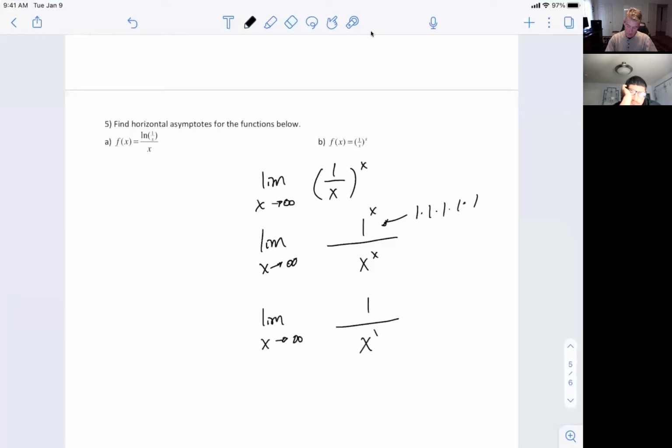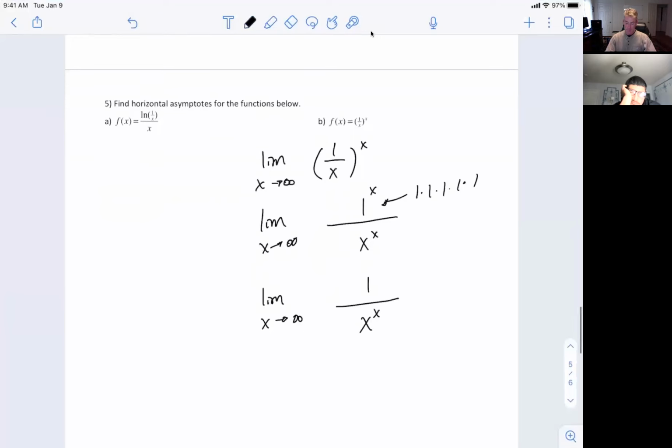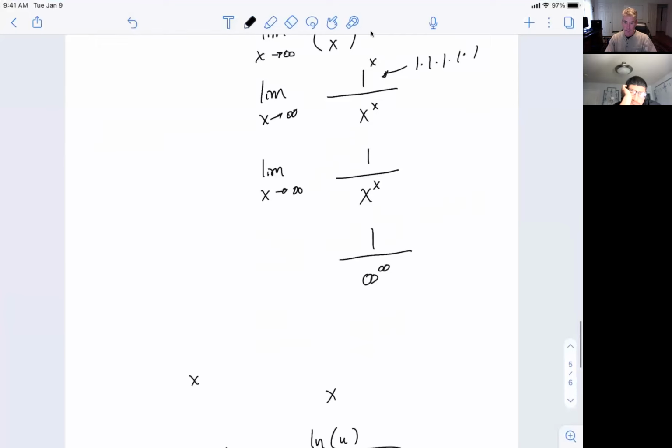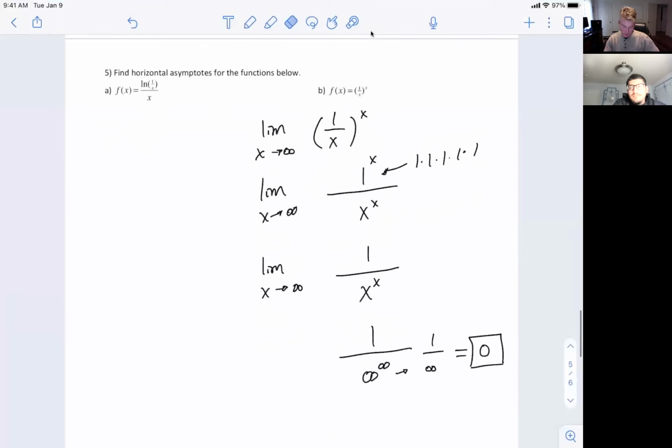And then the top is still x to the x. So basically it's 1 divided by infinity raised to the infinity. So infinity raised to infinity, that is so big that it's infinity. So we basically have 1 divided by infinity, so the answer is 0. So that's the faster way to do it. Eventually we would have gotten the same thing with the other way, but that's the long way.